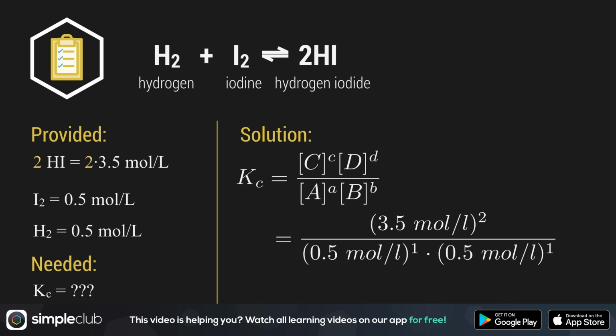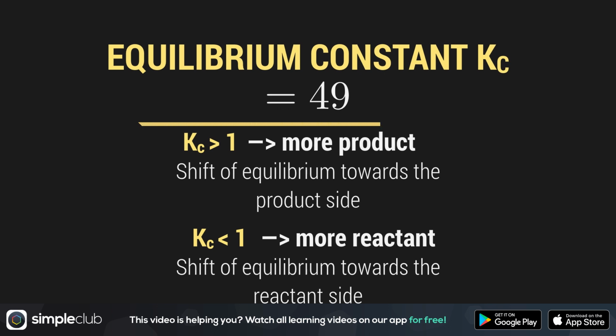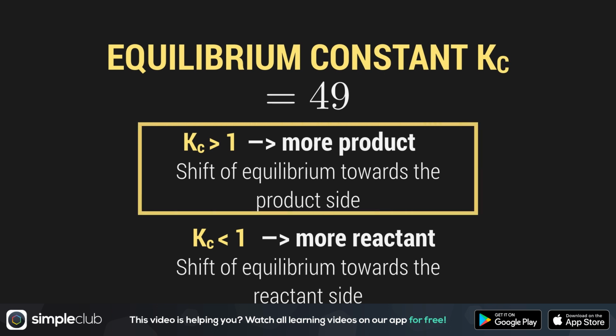And do you also know why the number 2 in the numerator is written as an exponent? Exactly! Because there are 2 hydrogen iodide molecules on the product side. Put it all in a calculator and we get 49 as the value of Kc. So we have a value greater than 1 for the equilibrium constant Kc. So the equilibrium shifts to the product side.